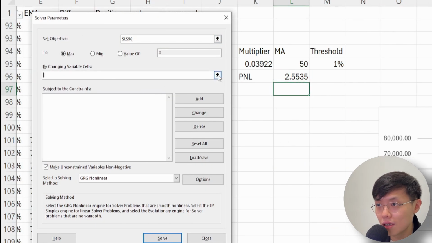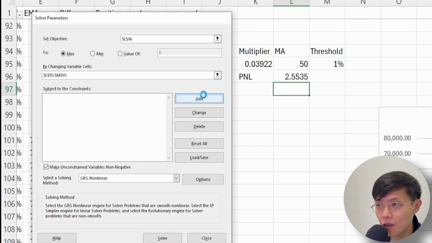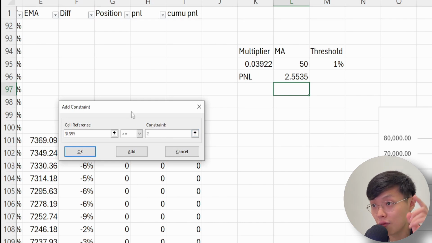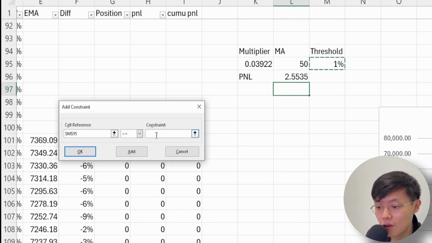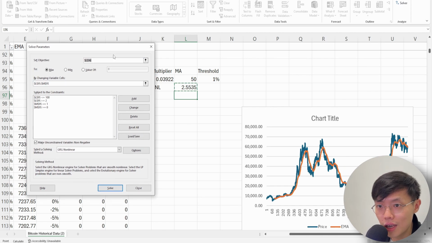Now I'm going to change MA and threshold, and I'm going to add some constraints. MA should be smaller than 100. Add MA again, it should be bigger than 2, because we cannot have MA smaller than 1. Then threshold must be smaller than 1, which is 100%. And threshold again must be bigger than 0. So just like that, we can go to evolutionary and solve.